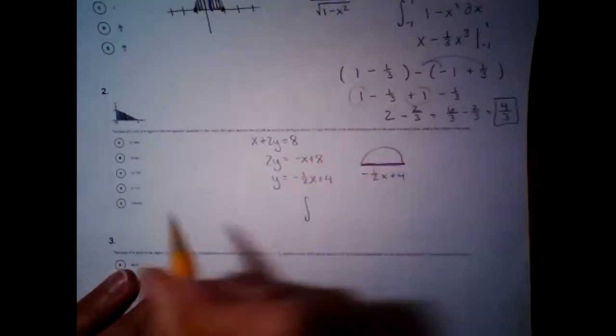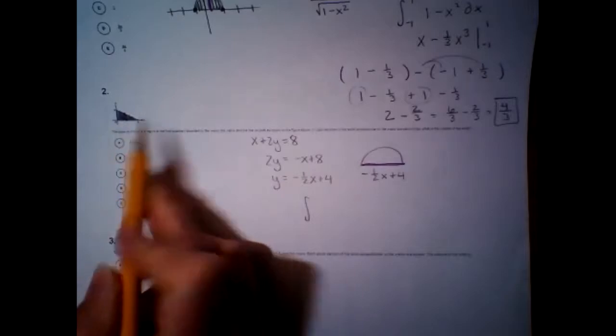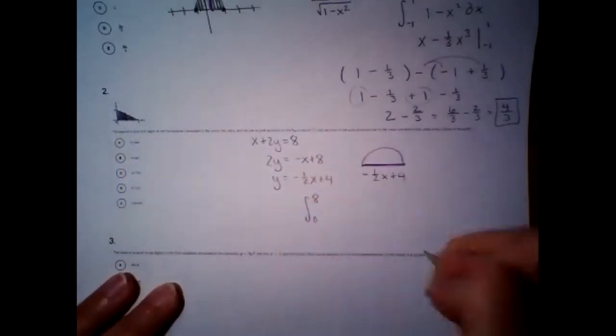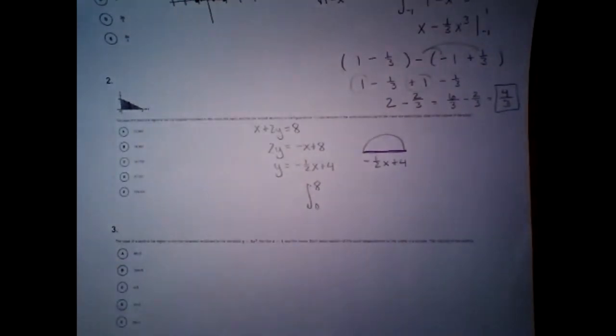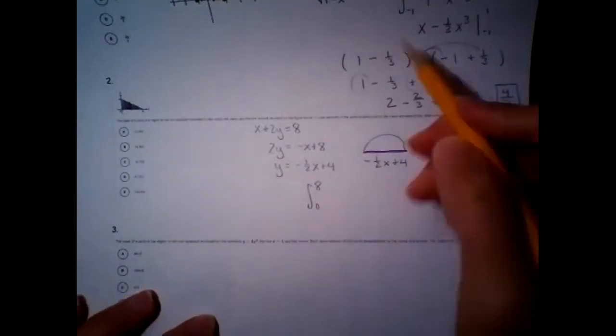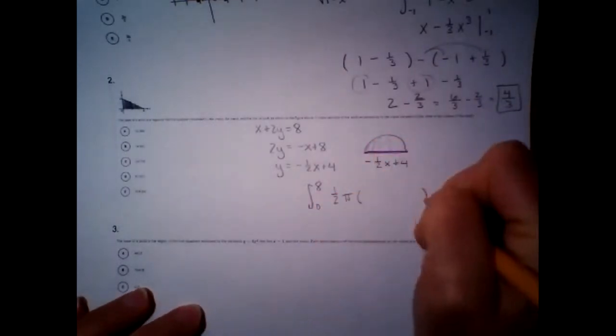So it will be integral from 0 to 8. I know that's really small, but that's labeled as 8 there. Integral 0 to 8. And inside of there, we're going to put the area of the shape. So for a semicircle, it is 1/2 pi r squared.